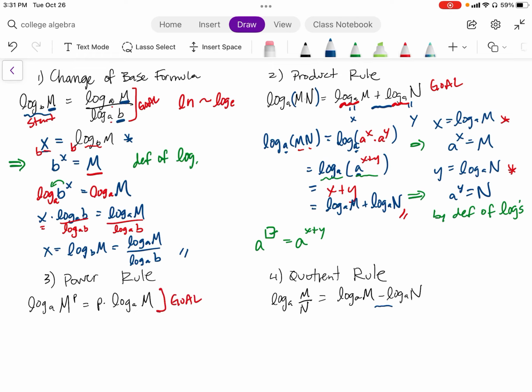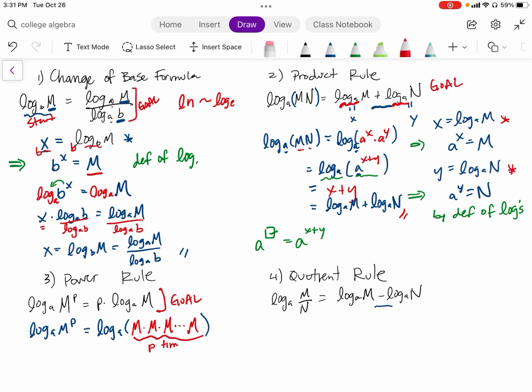Here's how I like to do this one. We now have product rule, okay? I know if I multiply two values in a logarithm, that is equivalent to addition. So what I'm going to do is take the start, a to the m^p, and I'm going to say log a. M to the p power simply means take m times m times m, right? I don't know how many times exactly because I don't know what p is. But I can say that I know that there are p of these, right?